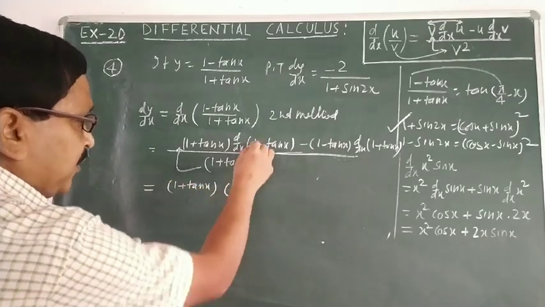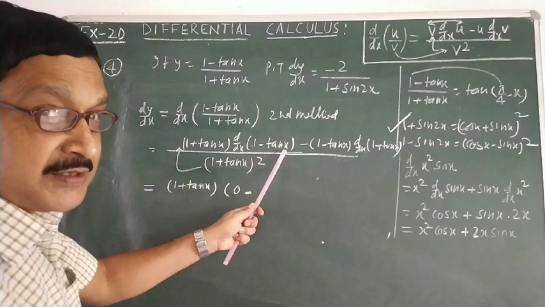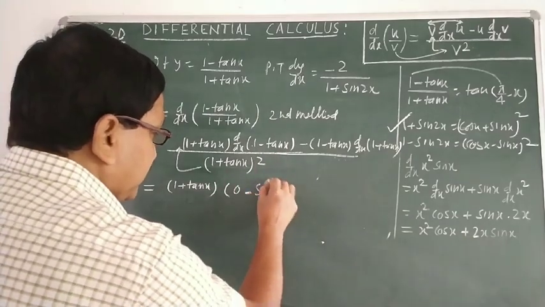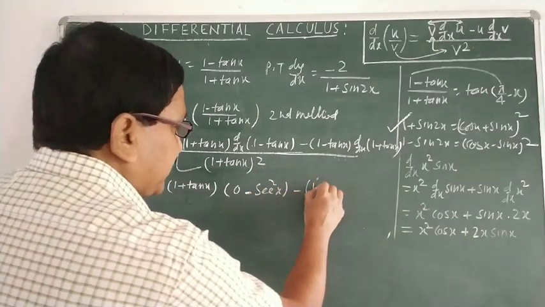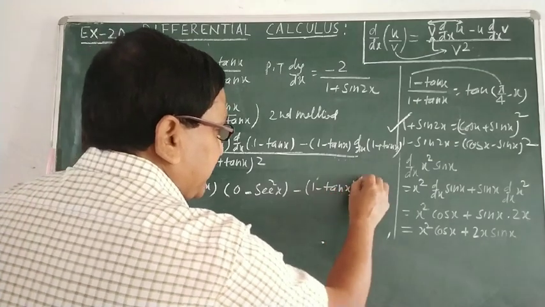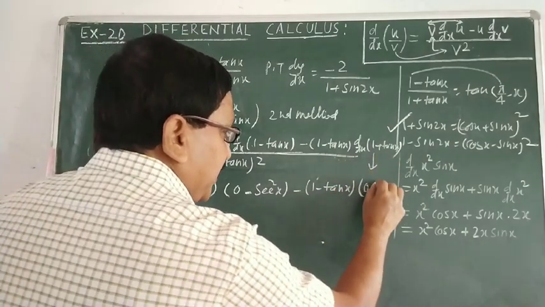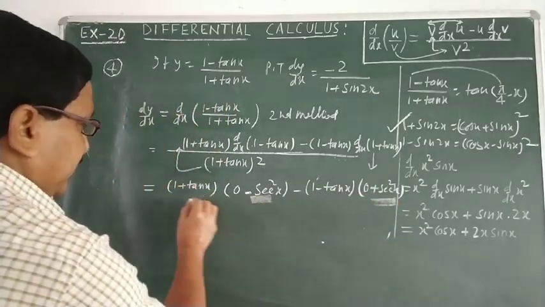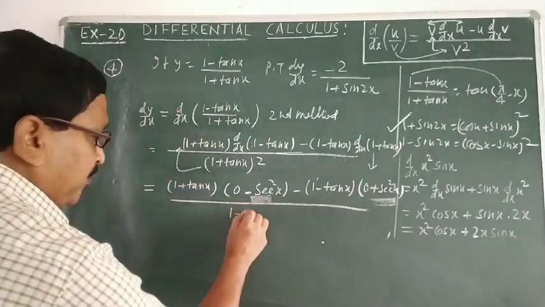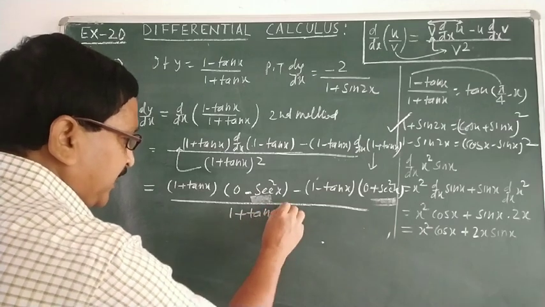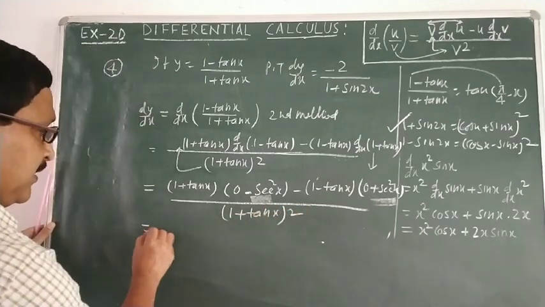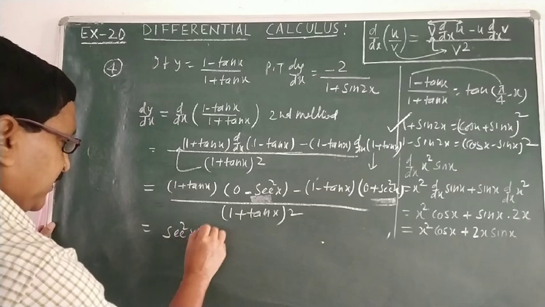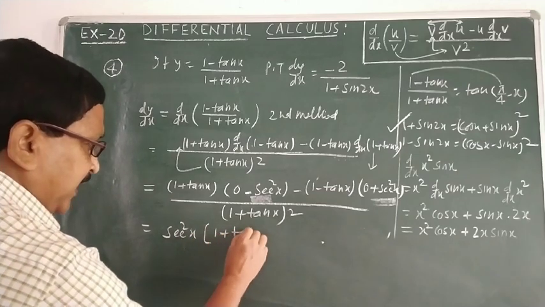Now the differentiation of 1 is 0, minus tan x gives sec square x, minus (1 minus tan x), and the differentiation of 1 is 0 plus sec square x. Students, sec square x is common. So you can take it common, it will be easier, over (1 plus tan x) whole square. After that, sec square x is common, so we are left with 1 plus tan x.